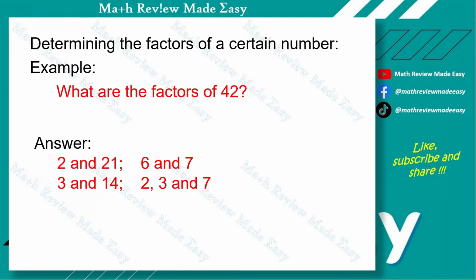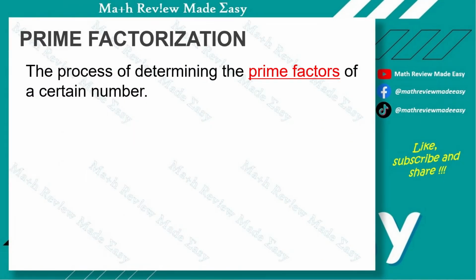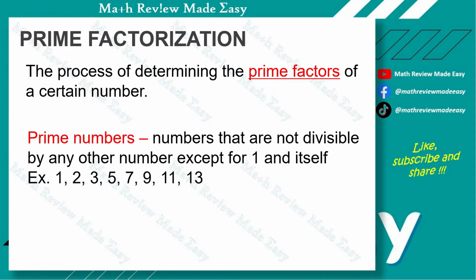So, pupunta naman tayo sa prime factorization. So, ano ba yung prime factorization? This is the process of determining the prime factors of a certain number. So, ito daw yung pagkuha ng mga prime factor ng isang number. So, ano ba yung prime number? It is a number that is not divisible by any other number except 1 and itself. So, ano yung mga example natin dyan? 1, 2, 3, 5, 7, 9, 11, 13, and so on. So, marami yan, mga prime numbers na yan.